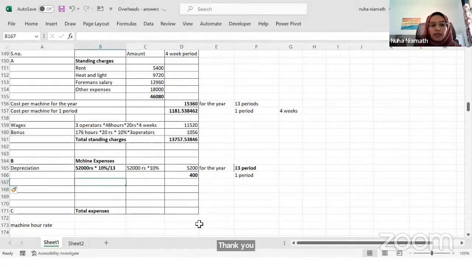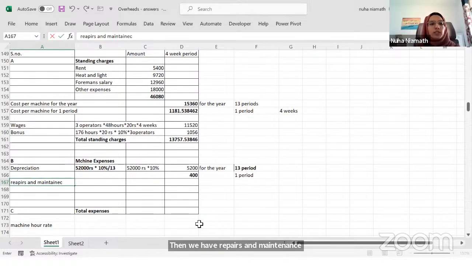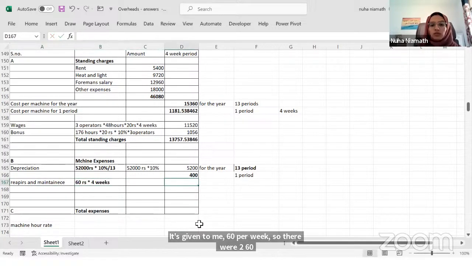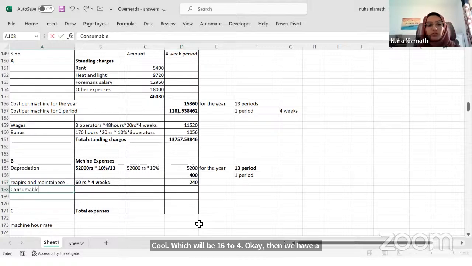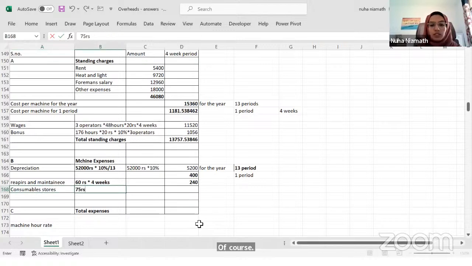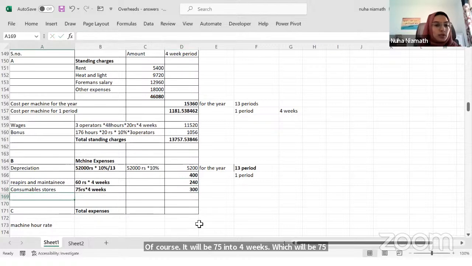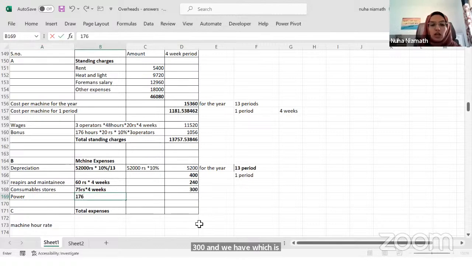Then we have repairs and maintenance. It's given to be 60 rupees per week. So we will do 60 rupees into 4 weeks, which will be 60 into 4, 240. Then we have consumable stores, which will be 75 rupees into 4 weeks, which will be 75 into 4, 300 rupees. Then we have power, which is 176 hours.